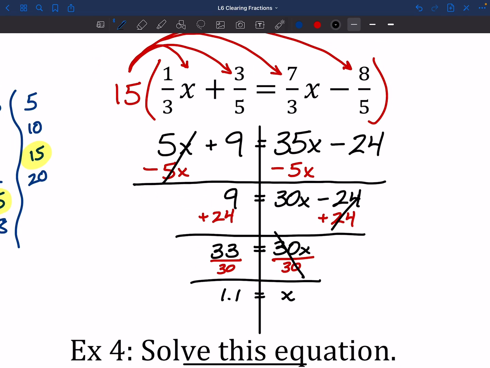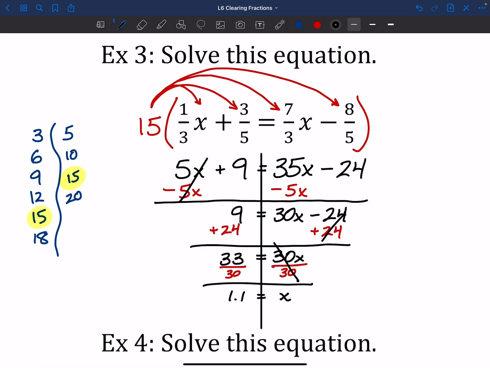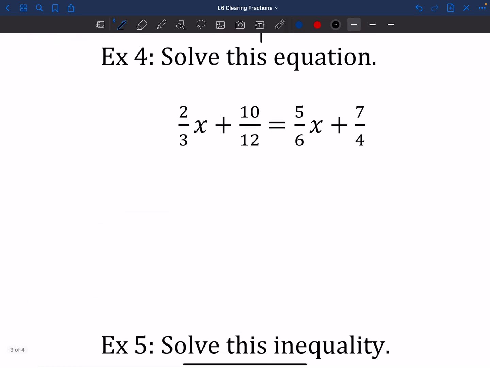I'm going to leave this one up here for a second if you wanted to pause here and try number 4, right? See how that one goes. So if you tried that out, let's take a look at it together.